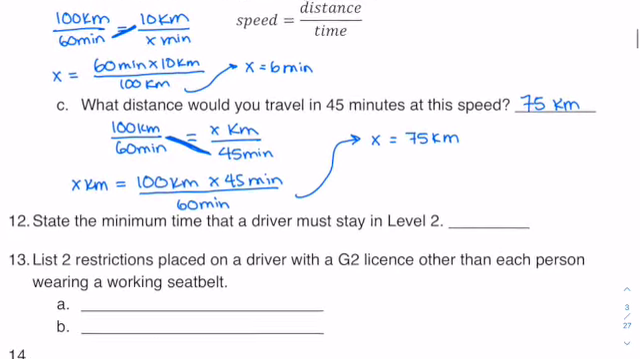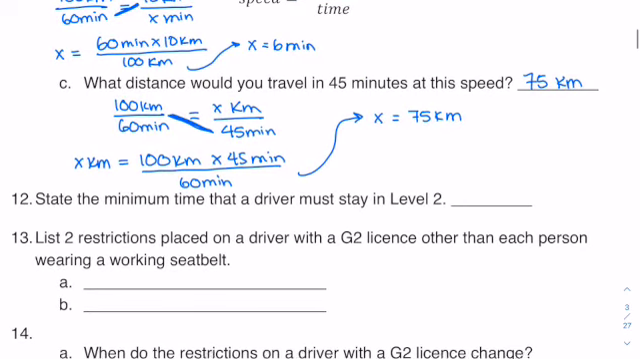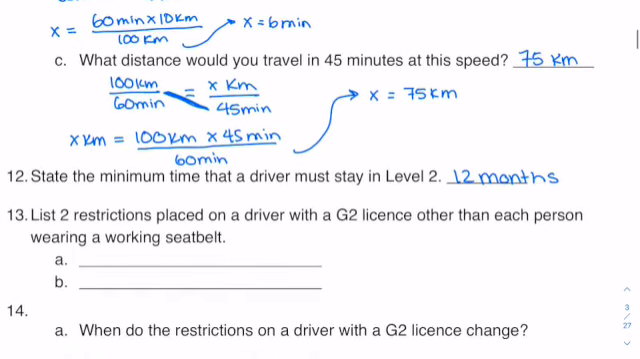All right, state the minimum time that a driver must stay in level 2. You have to stay at least 12 months. So a full year, there's no way to get out of that like there was for the G1.